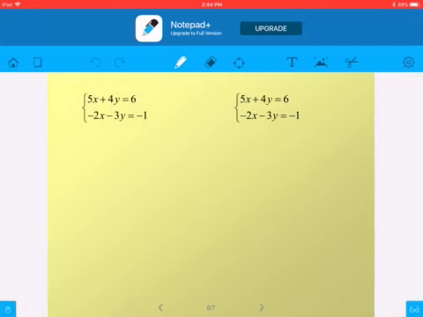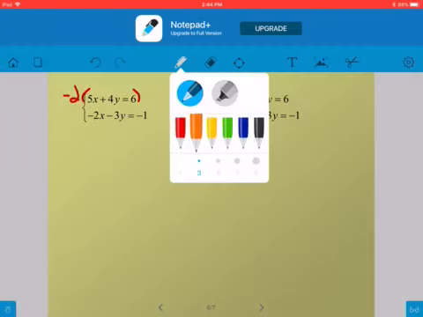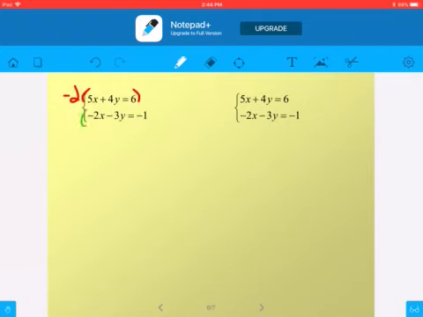So I can approach this several different ways. Let's just say I want to eliminate x. So if I want to eliminate x, there's nothing I can do to one of these equations to make one be 5 or to make the other be negative 2. So I'm going to take my entire first equation and multiply it by a negative 2. And I'll take my entire second equation and multiply it by a positive 5. I'm sorry, no, the first equation I'm going to multiply by a positive 2. I'm sorry.